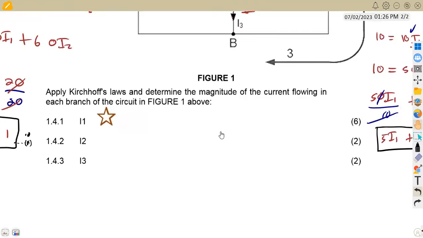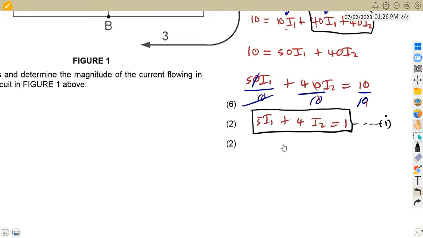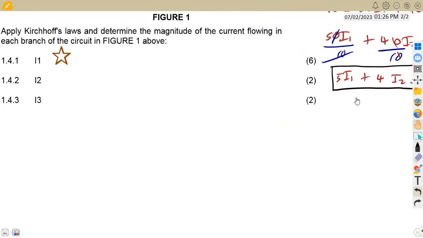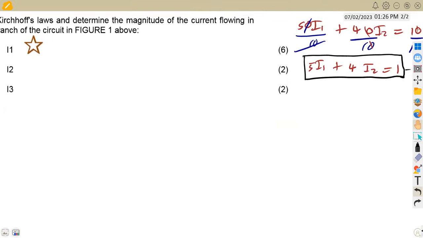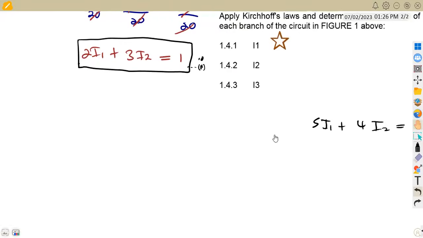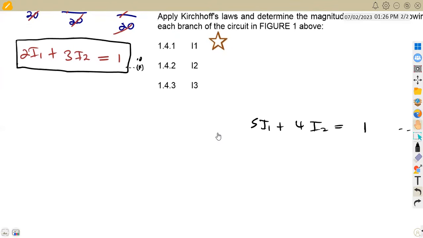Let us take the first equation into consideration. We obtained our first equation, 5I1 plus 4I2 equal to 1. This is the reduced equation that we have. Then the second equation we obtained is 2I1 plus 3I2 equal to 1.